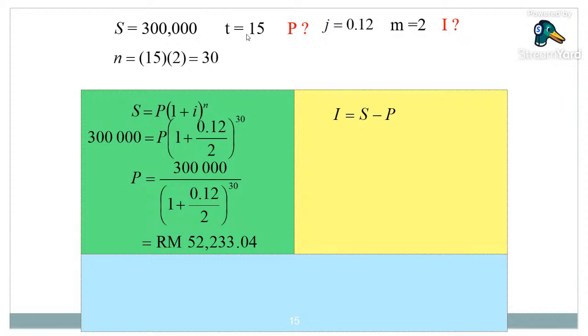Okay, so nak cari interest, kita boleh tolakkan saja future value, tolakkan principal. So 300,000 tolak 52,000. So interest kita hanya 247,766.96 sen. So banyak tak dia gain? So memanglah orang ni pandai betul dalam menyimpan. Dah lah kaya, lepas tu pandai pula buat investment, betul tak? Kalau saya tengok macam ni lah, saya punya komen.